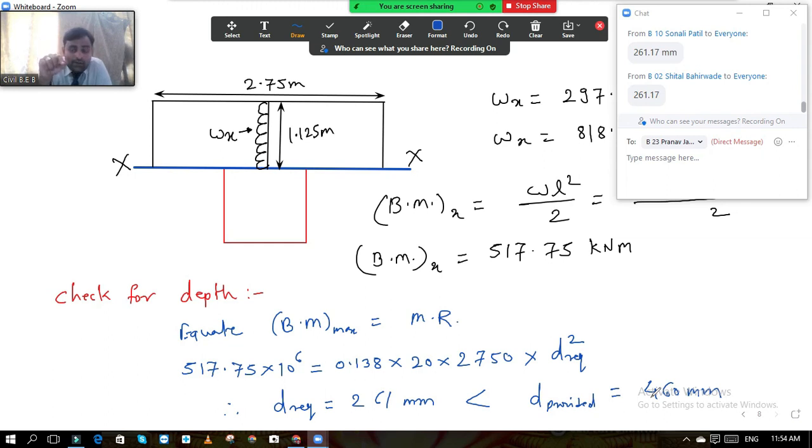But that 270 depth is not sufficient for your one-way shear as well as your two-way shear. This is where most of the problems occur while designing the footing: the depth fails for one-way shear and two-way shear. That is why we have adopted this methodology. We have directly evaluated the depth from two-way and one-way shear, so there is no need to check the depth for one-way shear and two-way shear. Only the check for bending moment is sufficient.